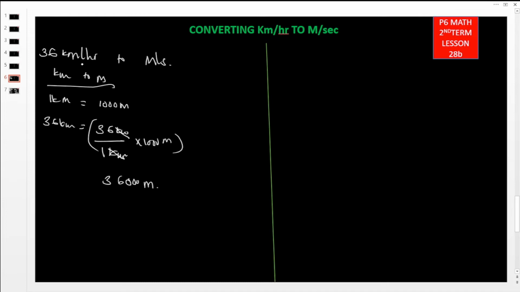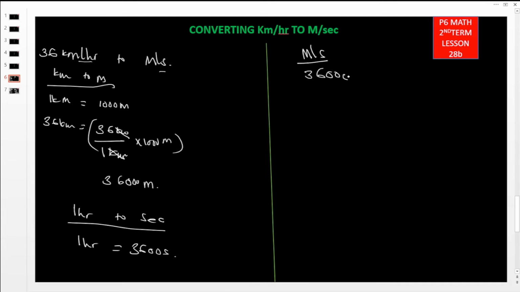The second step is to convert 1 hour to seconds. The leading statement is 1 hour is equal to 3,600 seconds. Lastly, we get meters per second. The meters we obtained, 36,000, divided by the seconds we obtained, 3,600. A 0 with a 0, and a 0 with a 0. How many 36s are in 36? It is 1, then 0. So we get 10 meters per second.